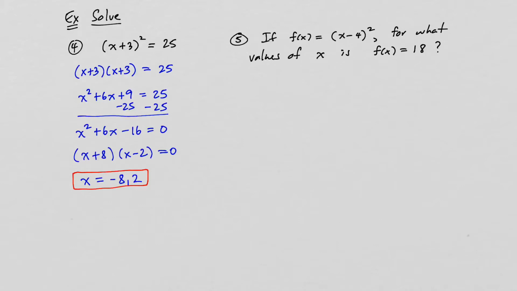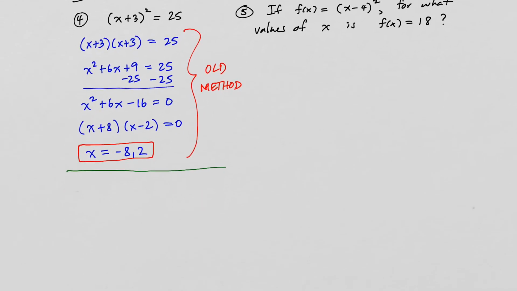Now, this is the old method. It's important to understand this. And there's nothing wrong with the old method because it works. However, because the left-hand side is a perfect square, we could have used the square root property. Let me show you what this looks like.